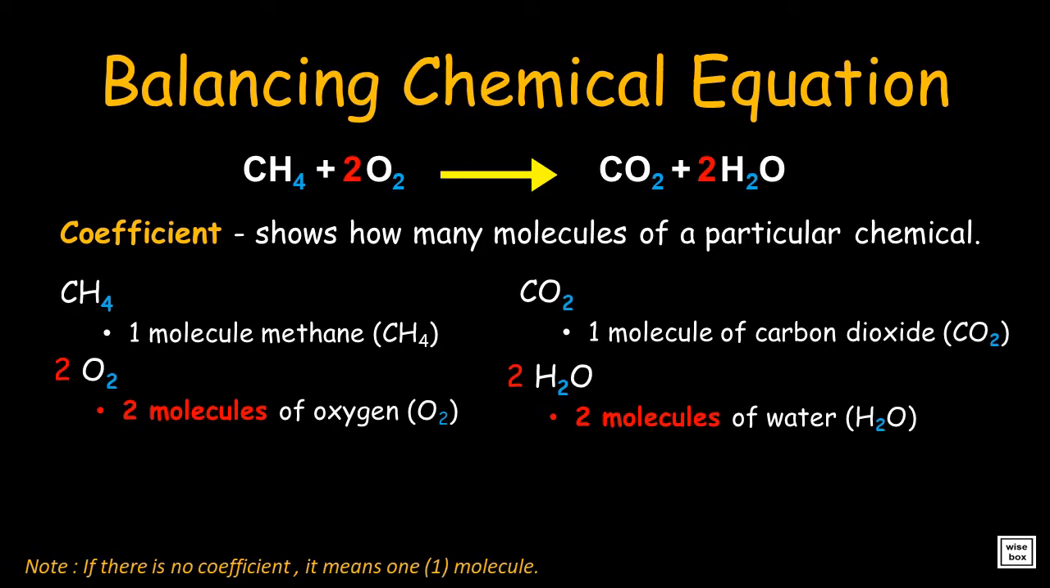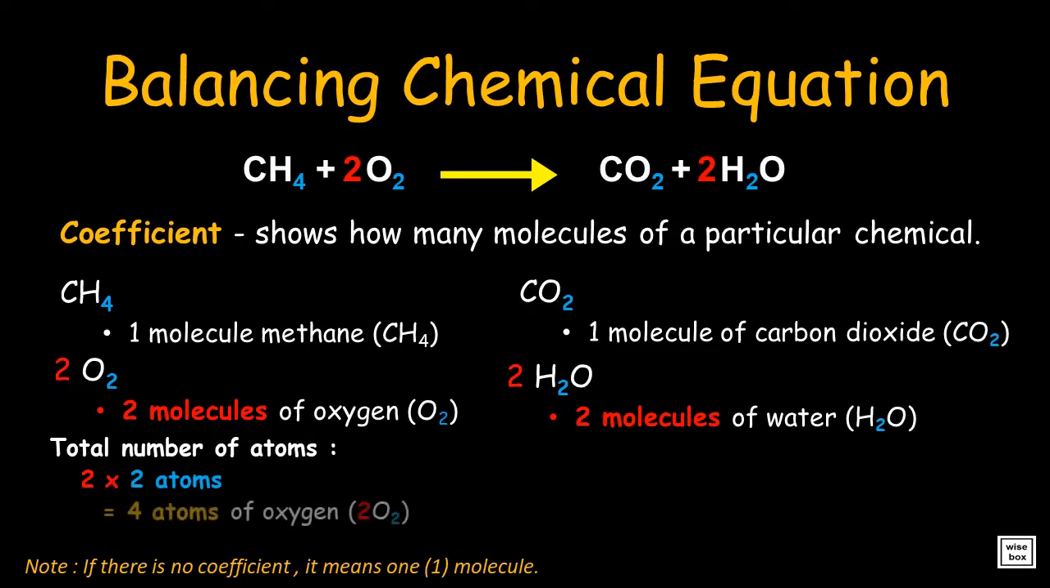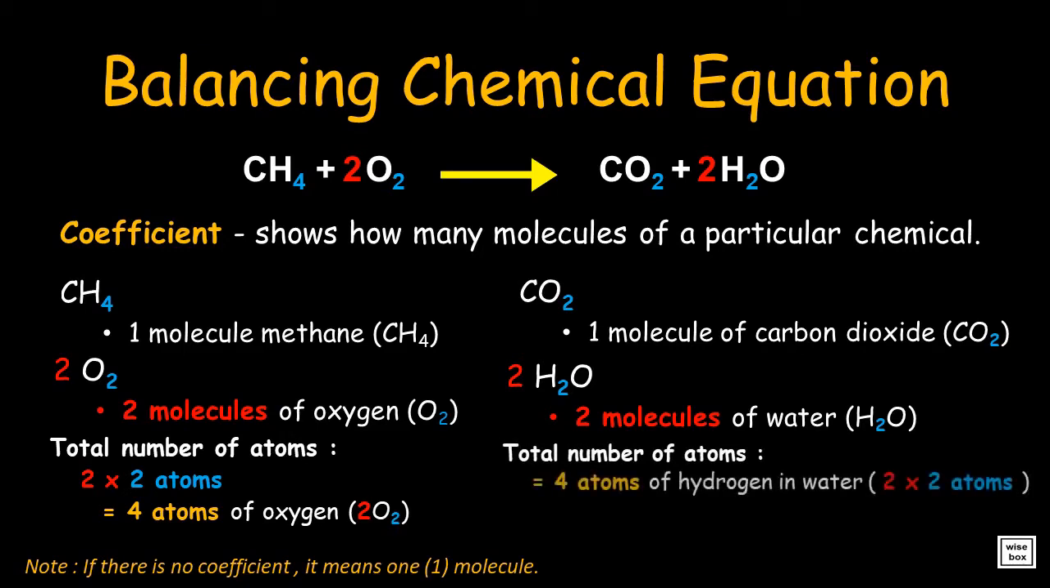The coefficient multiplies the number of atoms. Thus, for the oxygen molecule, the total number of atoms is 2 times 2 equals 4 atoms. And for the water molecule, the hydrogen has 2 by 2 equals 4 atoms. The oxygen has 2 by 1 equals 2 atoms.